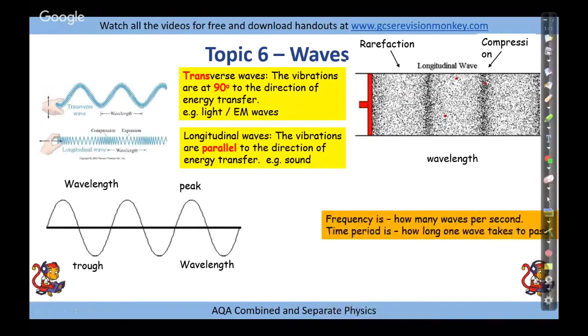Okay, so frequency of a wave, we've come across this already. That means how many waves per second go past. A time period is how long one wave takes to go past, and they're related with that equation I showed us earlier of T equals 1 over f.